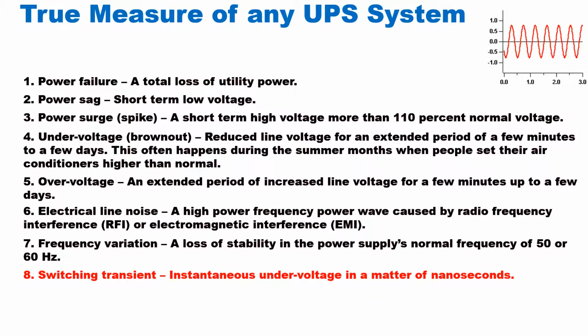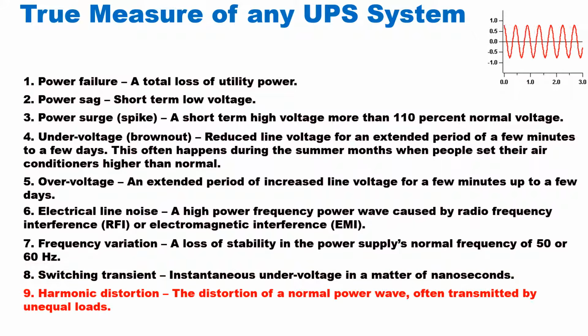Now, if it's not a perfect sine wave, and that may be because of certain high loads, the wave may be distorted. That can also harm your appliances, and that's the ninth type of issue that you have to look at when you're selecting your UPS system.